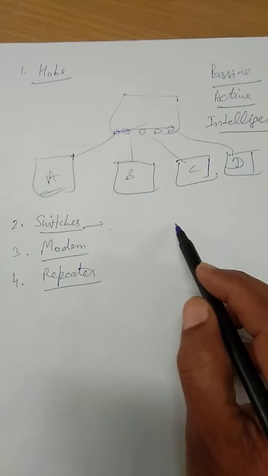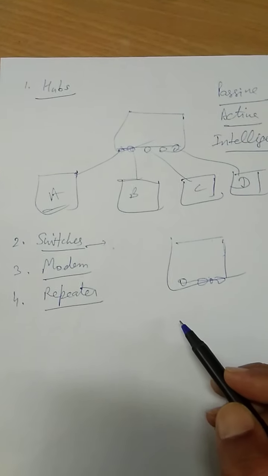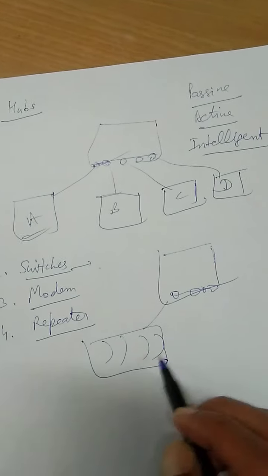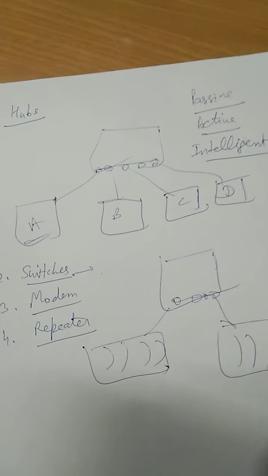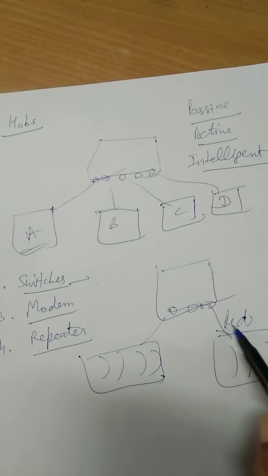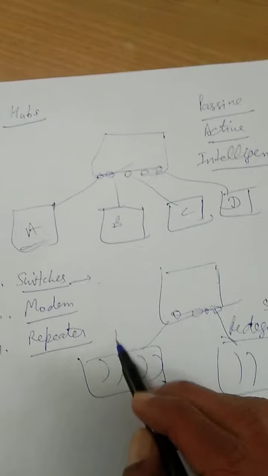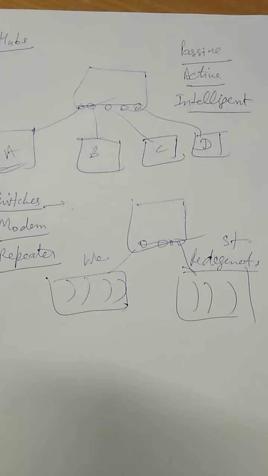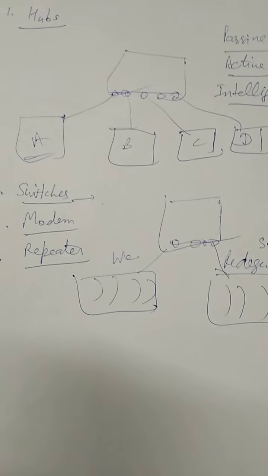A repeater receives a signal. These are the weak signals and these are the strong, regenerated signals. So a repeater receives a signal and, before it becomes too weak or corrupted, regenerates the original bit pattern.